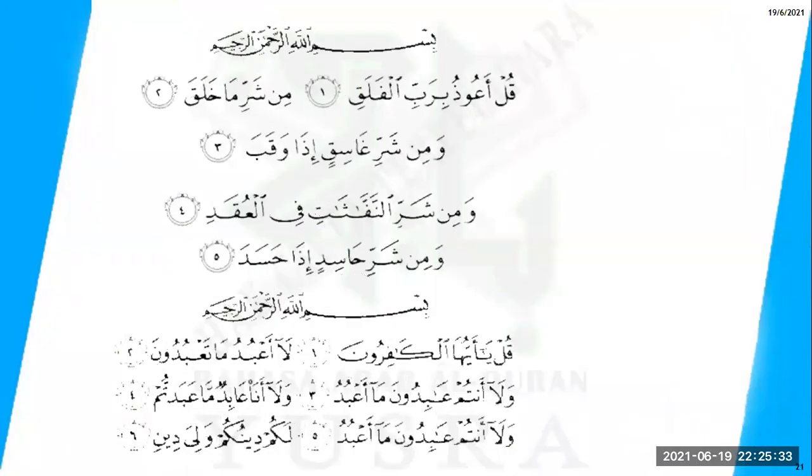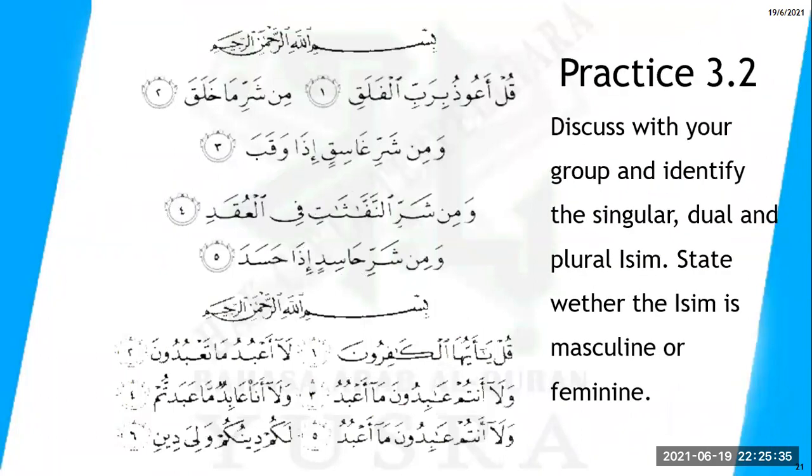Now let's continue with this one. Okay. Identify the words, whether they're singular, dual, or plural, isim, and state whether the isim is masculine or feminine. Let's go for the first line.